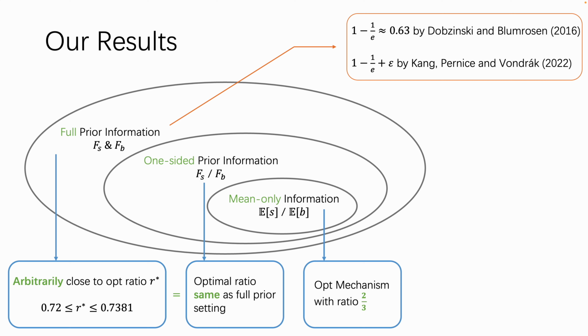Just as a reminder, the previous state of the art was 1-1/e plus a small constant, even in the full prior information setting. But our new mechanism, despite using minimal information, already surpasses these previous results.